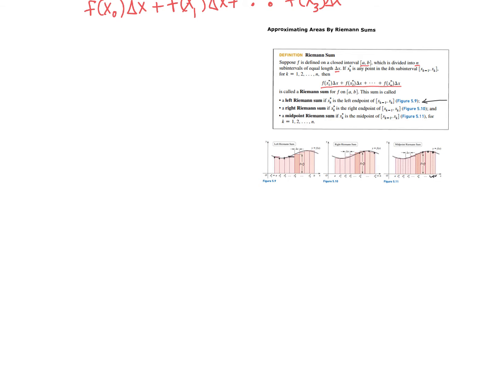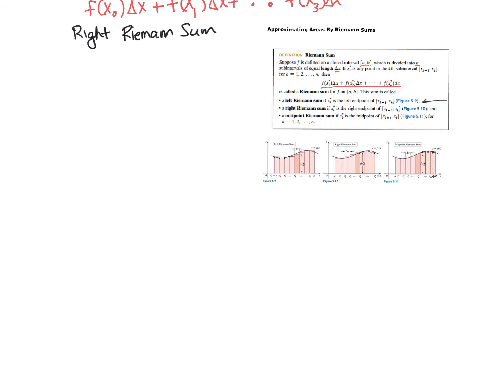I'm going to draw over this in black. Let's say I wanted to do a right-hand Riemann sum. Then for each of these rectangles, the height of the rectangle would be the right-hand corner of the rectangle, upper right. And that's going to look a little different, right? Oh, this one's going to be way up here.